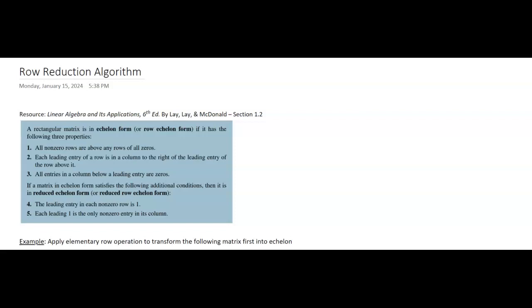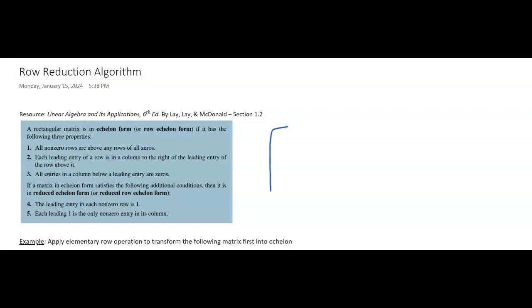All right, we're going to look at how to use row reduction in order to use a matrix to solve a system. So an echelon form just means it has the following properties. All non-zero rows are above any rows of all zeros. So if you have all zeros, they're all at the bottom. Each leading entry of the row is in a column to the right of the leading entry of the row above it. And you're like, what?